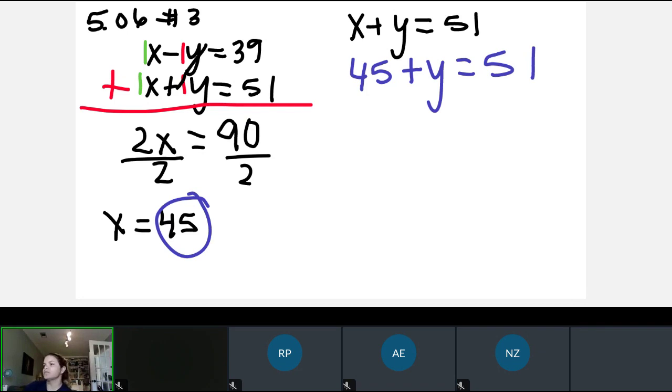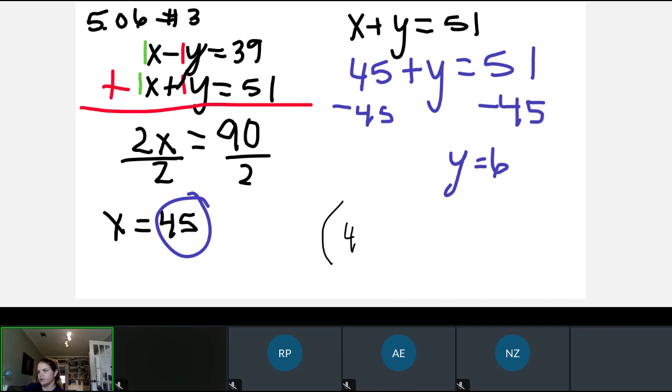Nope, Sky, we're not dividing because we're solving for Y. So what's happening to Y is that we're adding 45. So how do I get rid of adding 45? Exactly. Yep, so you're going to subtract 45 from both sides, which gives you your Y value. So then you write it as an ordered pair. So we do our X value first, 45, comma, 6.